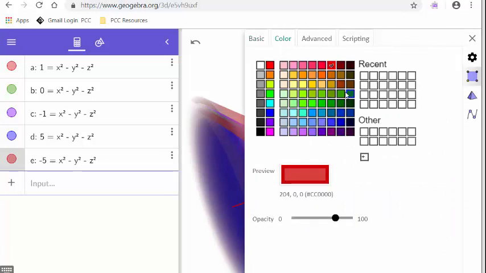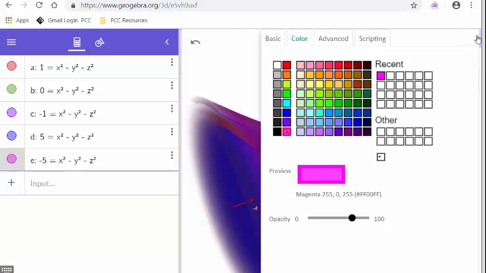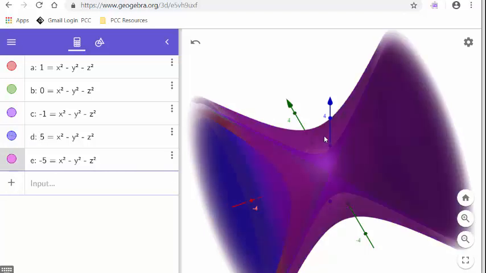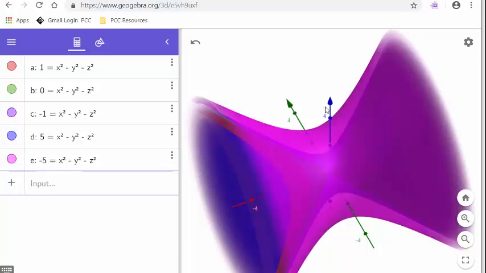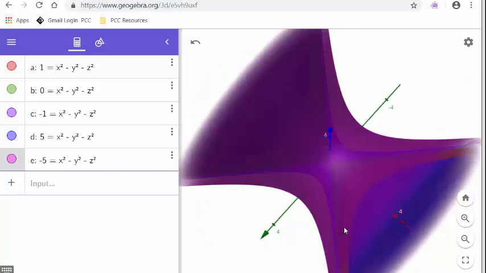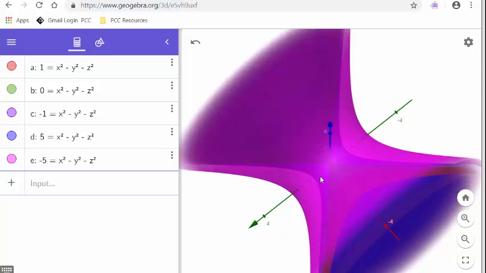What's a color I haven't used? We have blue, purple, green, pink. And we can turn these on and off to get our different pictures here. We see the blue one appearing and disappearing as this hyperboloid of 2 sheets. Here's my hyperboloid of 1 sheet. Let's spin this. There we go. So we can see these concentric hyperboloids that center down to be a cone when the output is 0, which is pretty cool.